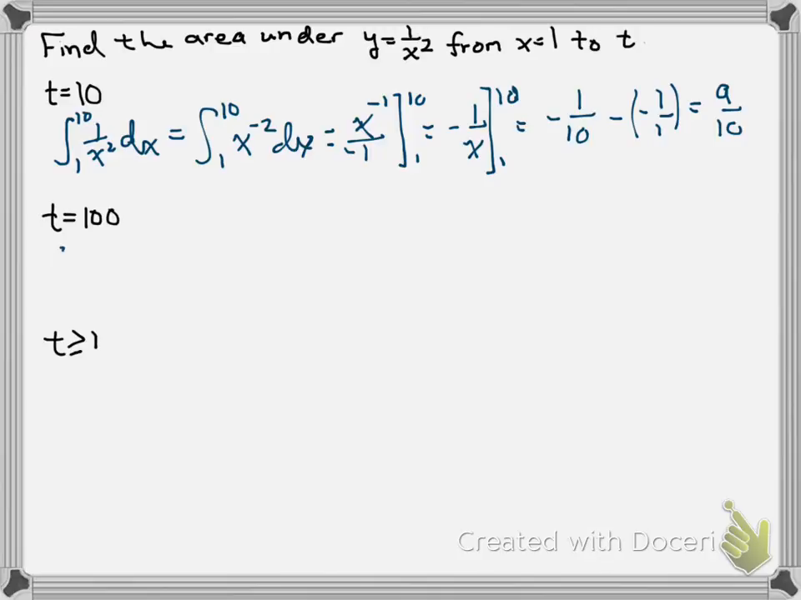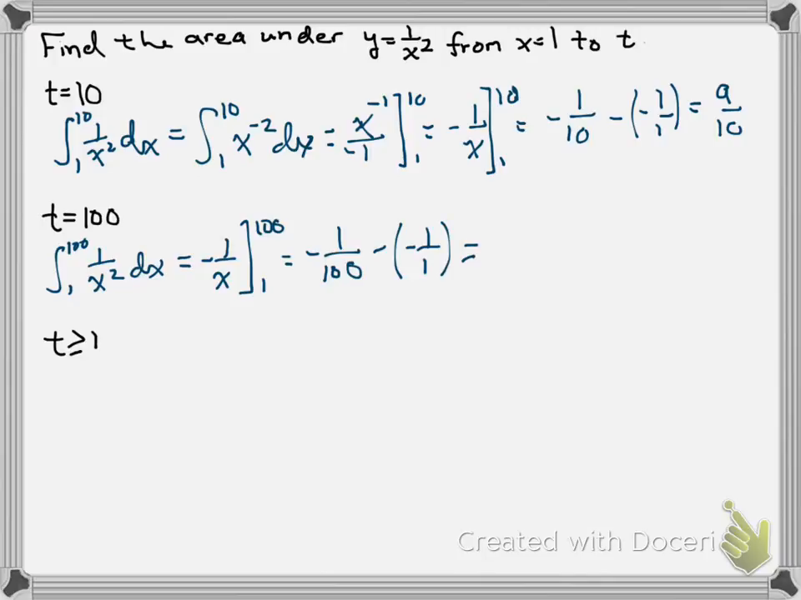The next one we're going to do is from 1 to 100 of 1 over x squared dx. We already know the antiderivative is negative 1 over x, so I'm going to skip that step because we did it in the last part. From 1 to 100. So that means we have negative 1 over 100 minus negative 1 over 1. So we have negative 1 over 100 plus 1, which actually gives us 99 over 100.